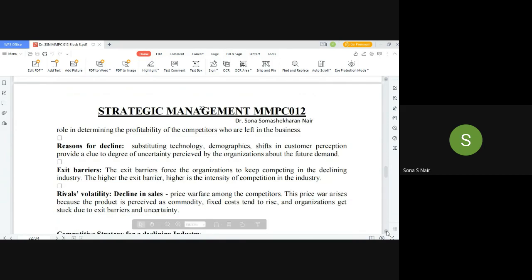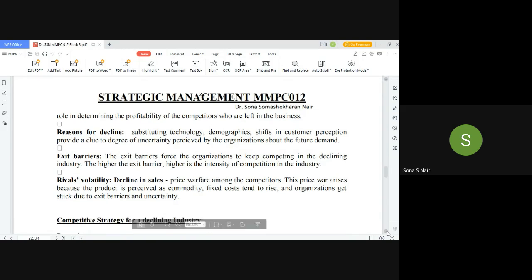Reason for decline we've already seen; it could be substitute technology, demographics, shift in consumer perception, demand, whatever. Exit barriers. The exit barriers force the organization to keep competing in the declining industry. The higher the exit barrier, the higher the intensity of competition in the industry. So if the exit barrier is too high, there is going to be a lot of competition. Exit barrier is not just one barrier. Exit barrier is a number of components which make it difficult for the firm to leave the industry.